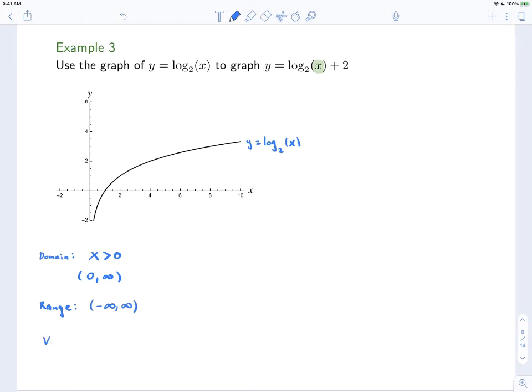Okay, so what about the vertical asymptote? Well, the vertical asymptote happens at the left endpoint, which is 0, so it's going to be at x equals 0. So we're going to have a vertical asymptote right here.